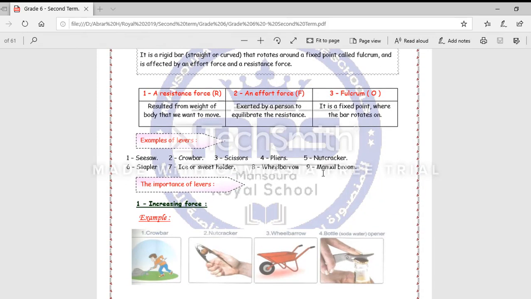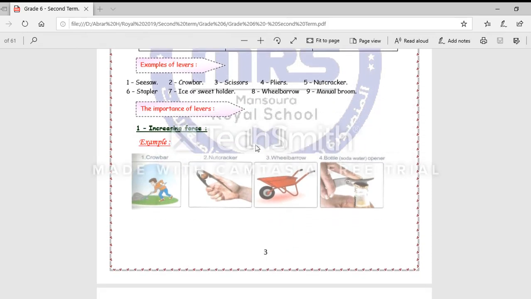Let's see some examples of levers. Examples of levers are the seesaw, the crowbar, the scissors, pliers, nutcracker, stapler, ice or sweet holder, wheelbarrow, and manual broom.